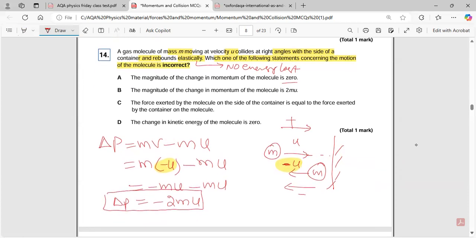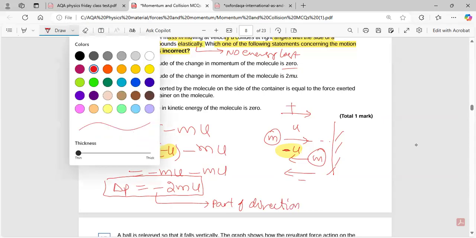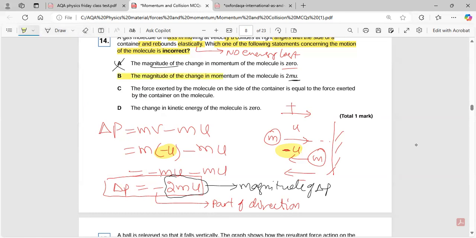And remember, this negative sign is just part of direction because it is a vector, na? Momentum is a vector. So in a vector, the negative sign only shows the direction. But if you want to find the magnitude, how much is the magnitude of change in momentum? That is 2 mu. So that's why the first one is wrong, because they're saying the magnitude is zero. The magnitude of change in momentum of the molecule is 2 mu, spot on. Well, brilliant. We already discussed this, that the magnitude of change in momentum is 2 mu.